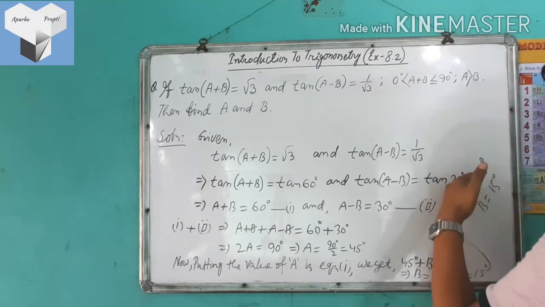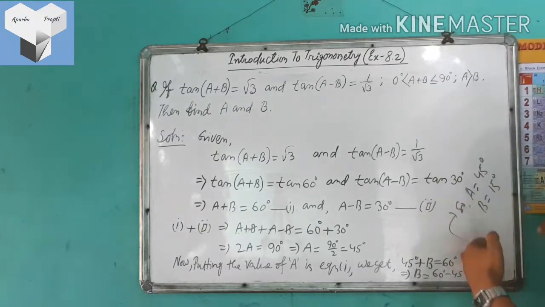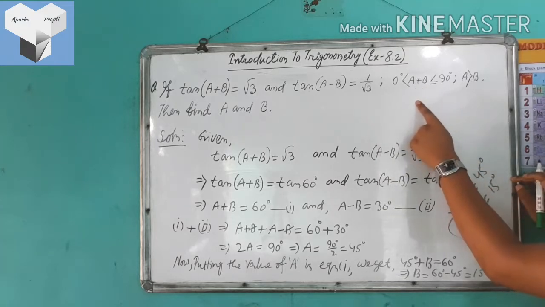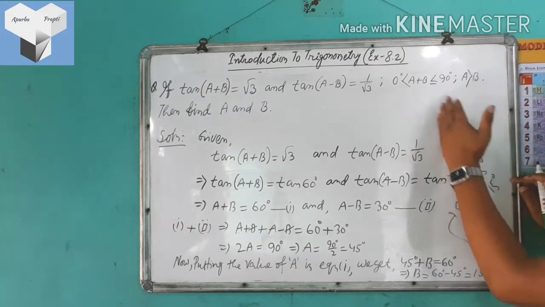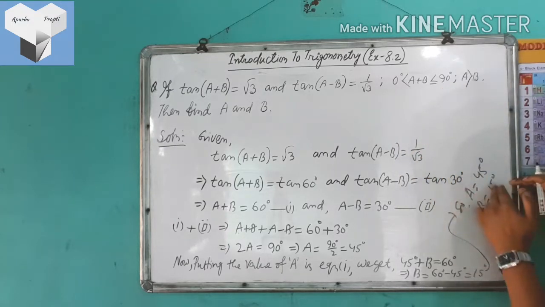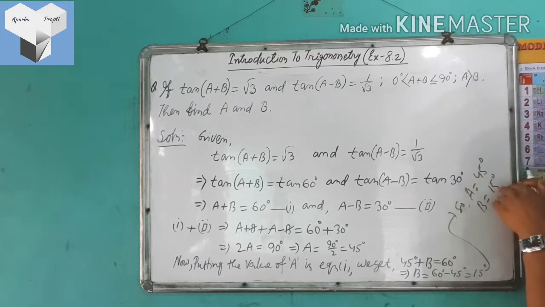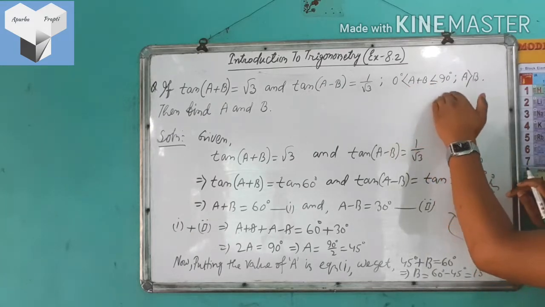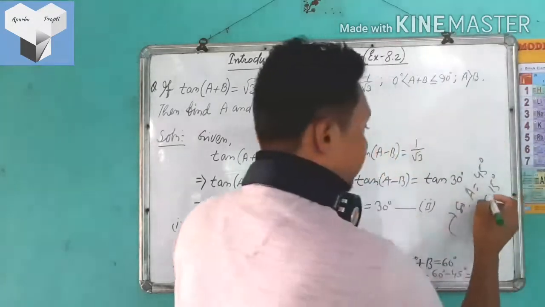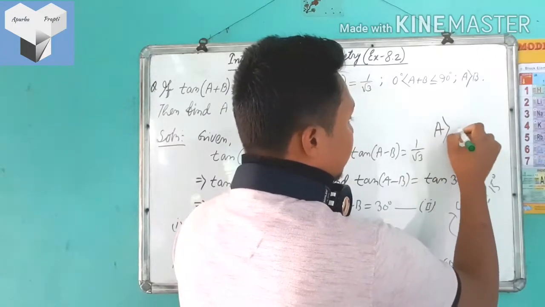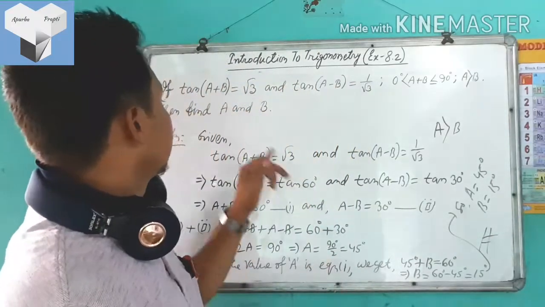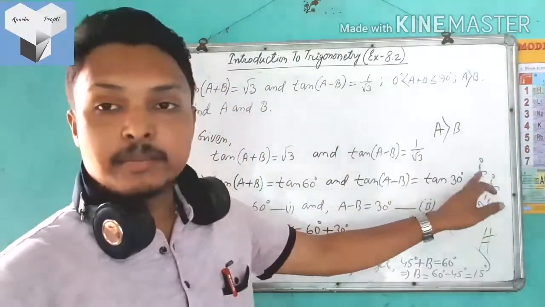After finding this value, we shall check that a plus b. When we add a plus b together, we have to get its value more than 0 and less than or equal to 90 degree. When we add a plus b, it will be 60 degree. Okay. So it is obviously greater than 0 and less than 90 degree, and here a is 45 degree and b is 15 degree. Therefore here A is greater than B. Okay, so we have got the answer. That means the value of A is 45 degree and B is 15 degree.